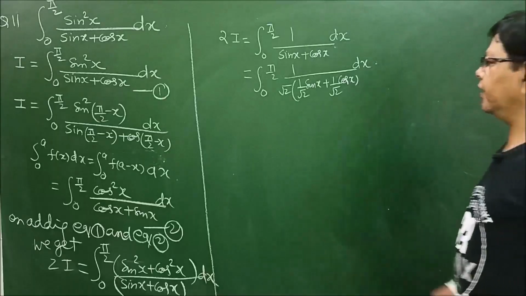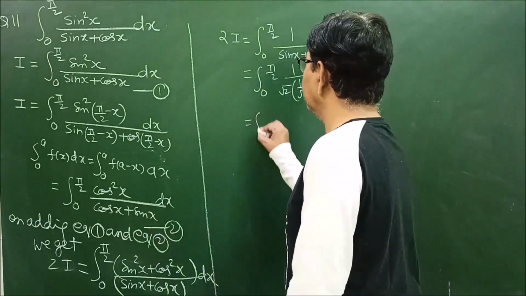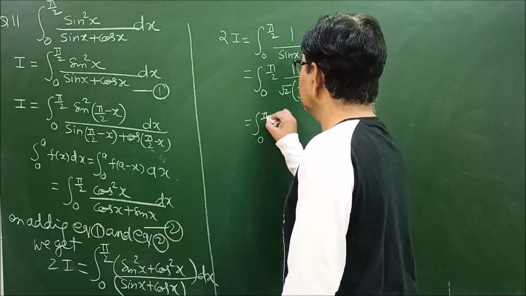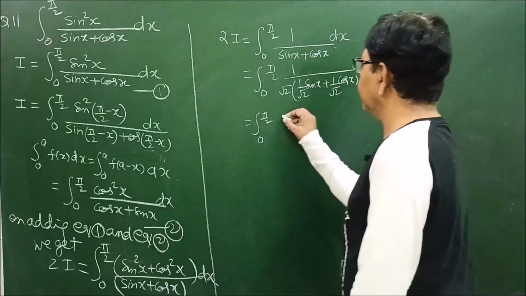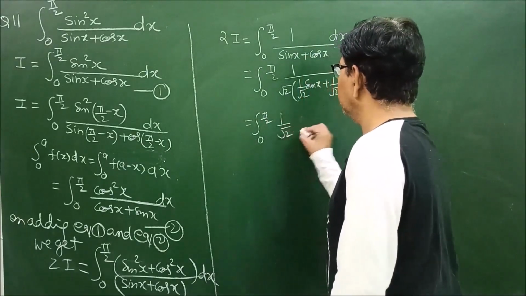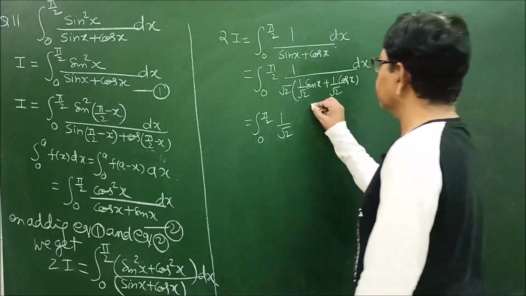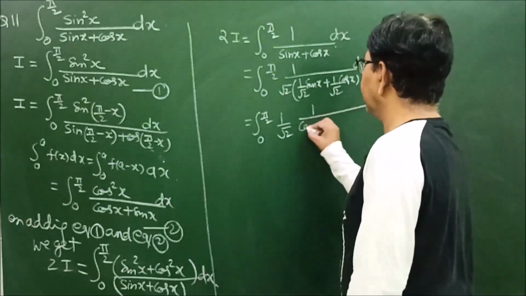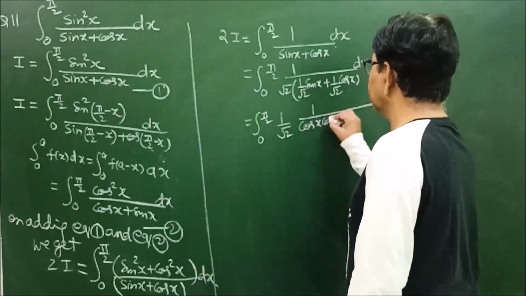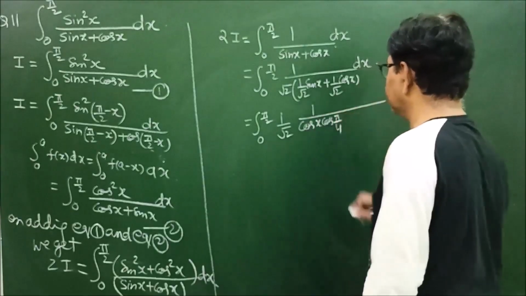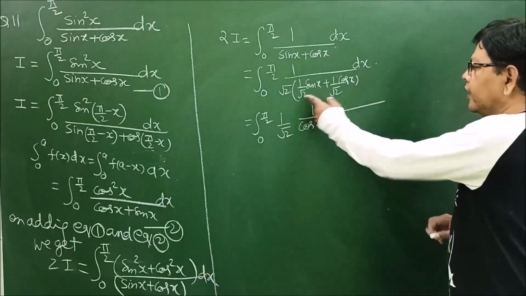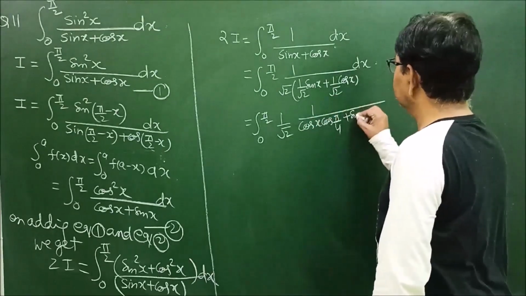which can be written as the integral from 0 to pi by 2, and now 1 upon root 2, and I can write this as cos x cos pi by 4 plus sin x sin pi by 4, since the value of cos 45 is 1 by root 2, plus sin x sin 45.